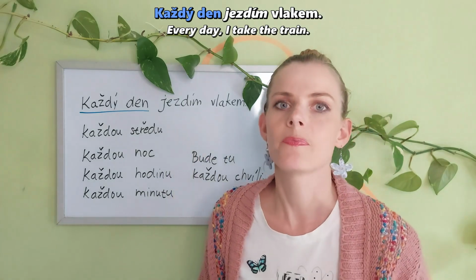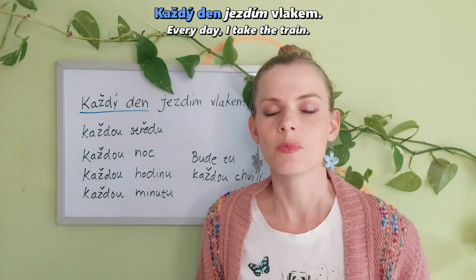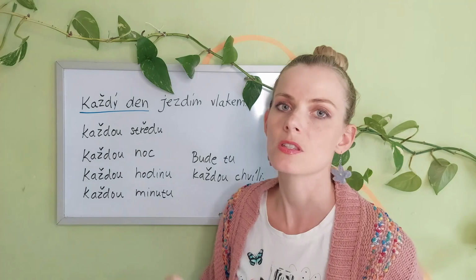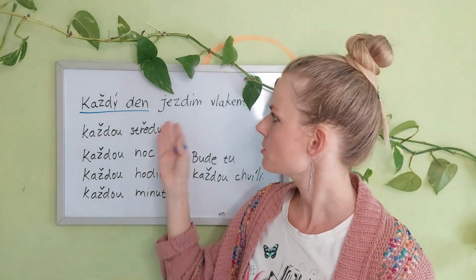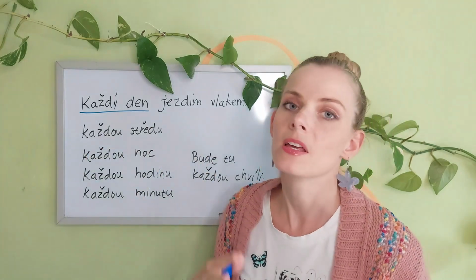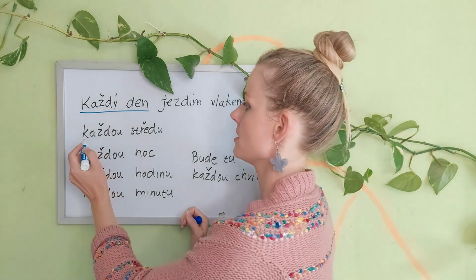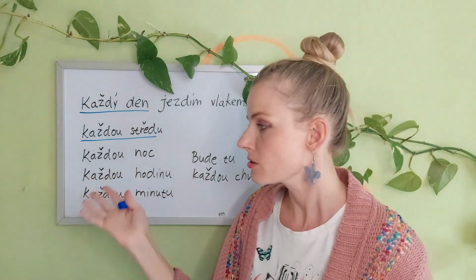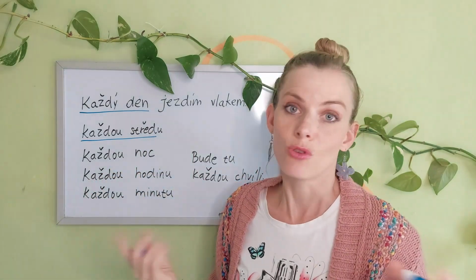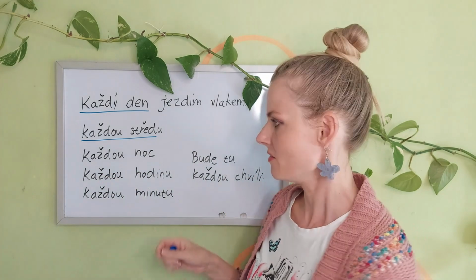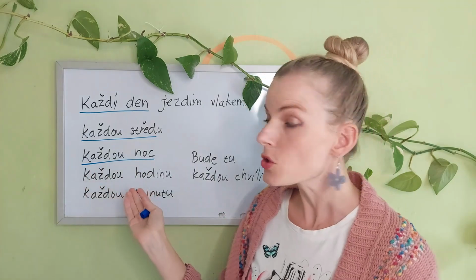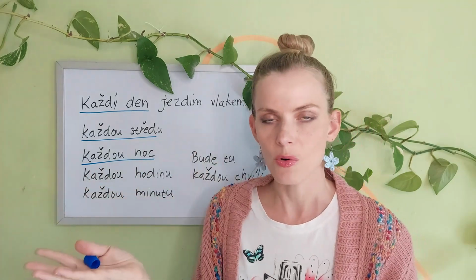I ride a train. Now I want to give you a couple of examples with feminine nouns and their pronoun, and you will see how that changes. Každou středu jezdím vlakem. Each Wednesday, every Wednesday, I take a train. Každou středu. Každou noc, every night, každou noc jezdím vlakem. Every night I take a train. Každou noc. Každou hodinu. Every hour.